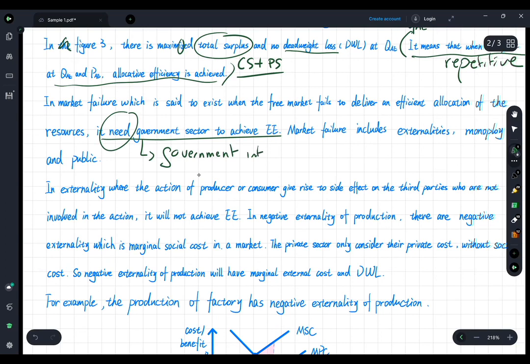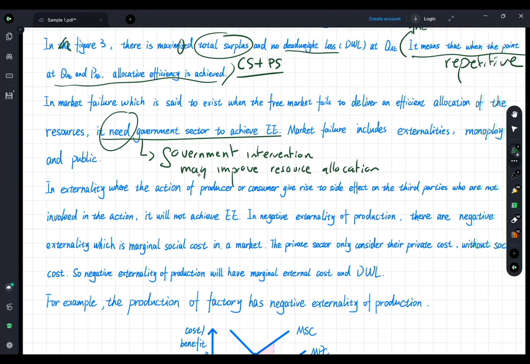A government intervention may, because it's not always the case, you know about government failure, and this is a good evaluative comment that could be made, could improve resource allocation, okay, and we improve efficiency, if you will. We improve the efficiency of resource allocation, rather than it needs government sector to achieve economic efficiency. That's not really the case. Okay, market failure includes externalities.